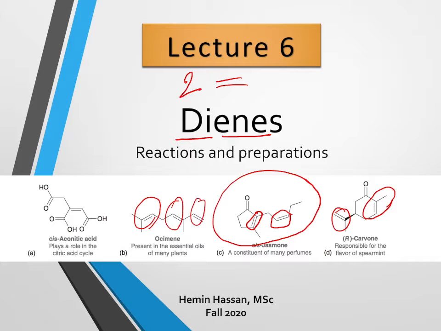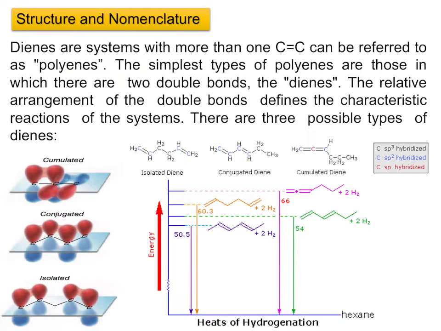Oximine has 2 and 3 double bonds actually. Aconitic acid has 1 double bond, 2 double bonds. But please remember, one of the double bonds is not an alkene-like double bond. It is a C=O double bond, a carbonyl. So let's go deeper into the structure and nomenclature of diene.